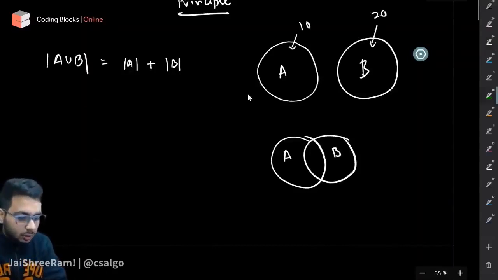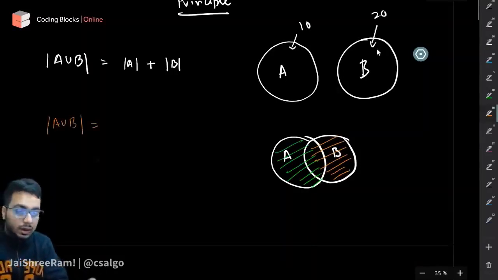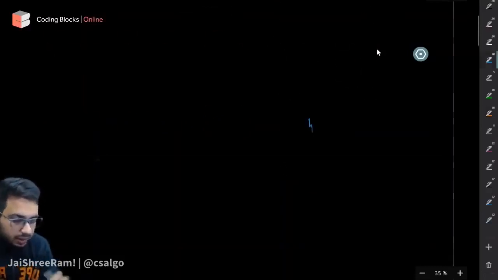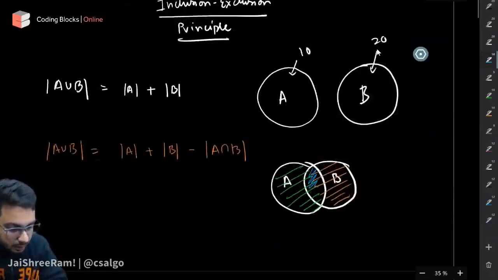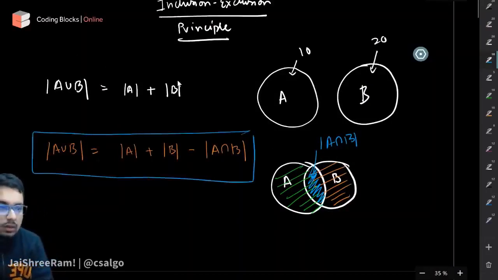So in that case, the formula that we are going to use is, if I want to compute A union B, the cardinality of this set is going to be the cardinality of A plus the cardinality of B minus what is common, because we are counting this part which is common twice, so we just subtract this part because it has been counted twice. So this is A intersection B. This is what the inclusion exclusion principle is all about.